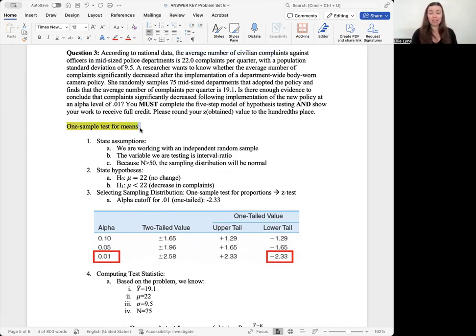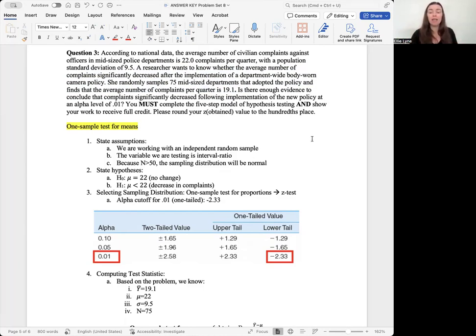If you wanted to double check that here, you can go over to the second sentence and see that a researcher wants to know whether the average number of complaints significantly decreased after the implementation of a department-wide body-worn camera policy. And so she sampled 75 mid-sized departments that adopted the policy. And so that is her group there. So she's comparing 75 mid-sized departments to overall national data. So one group versus the entire population.